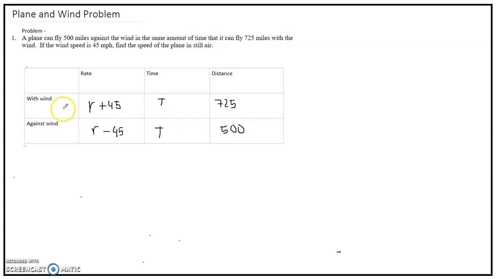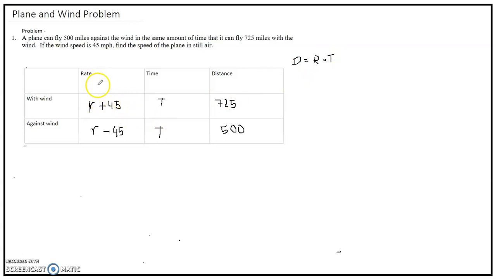So where do we go next from here? We have rate, time, and distance. We can set up a relationship between rate, time, and distance. We know that distance equals rate times time. We can do just that.